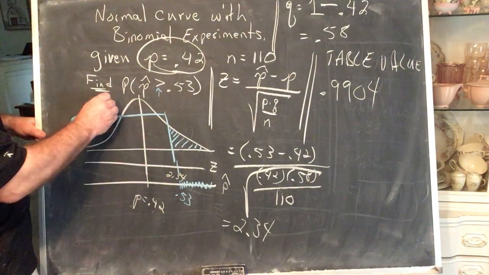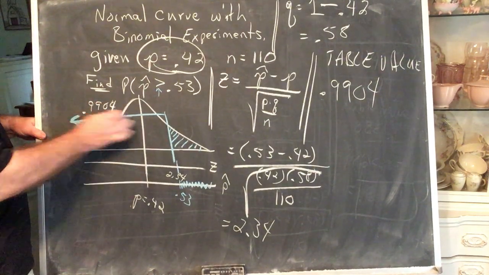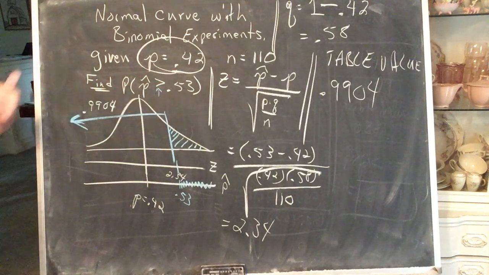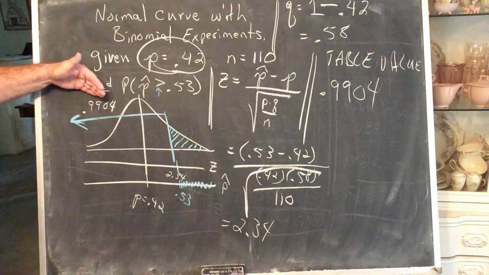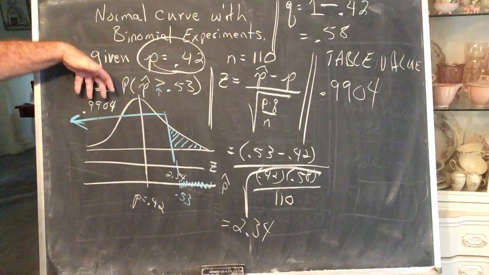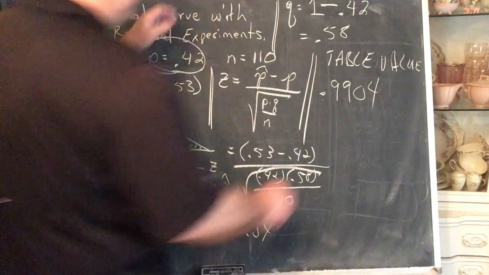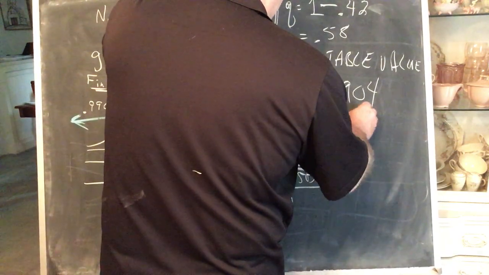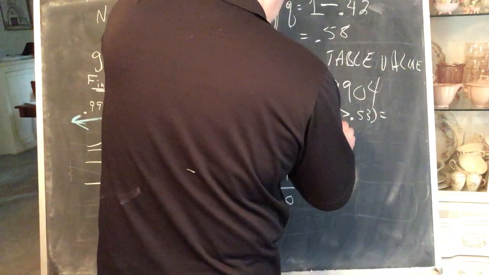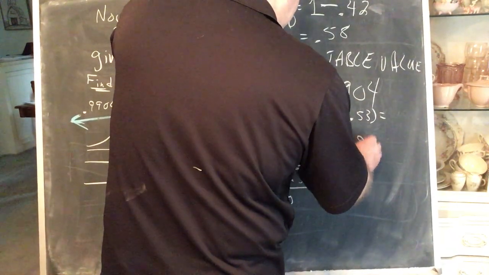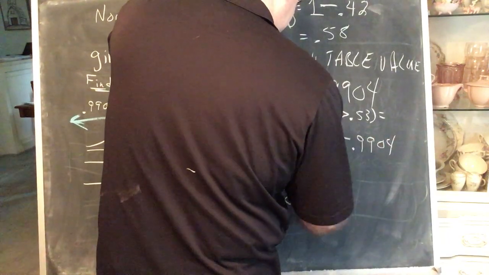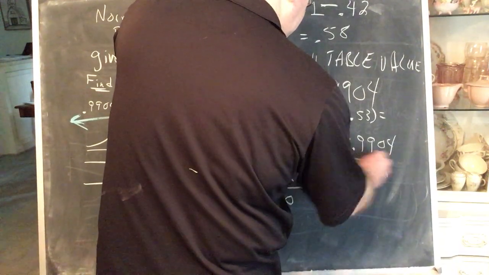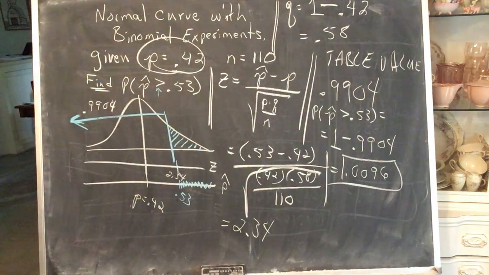This does not match the value we're looking for. We want everything else, so we need to subtract from 1. Remember, if what you're searching for is less than, the table value is your result. If what you're searching for is greater than, it's 1 minus the table value. And so the probability that P hat is greater than 0.53 is given by 1 minus 0.9904, which is 0.0096, I believe. And that is sufficient for our work.